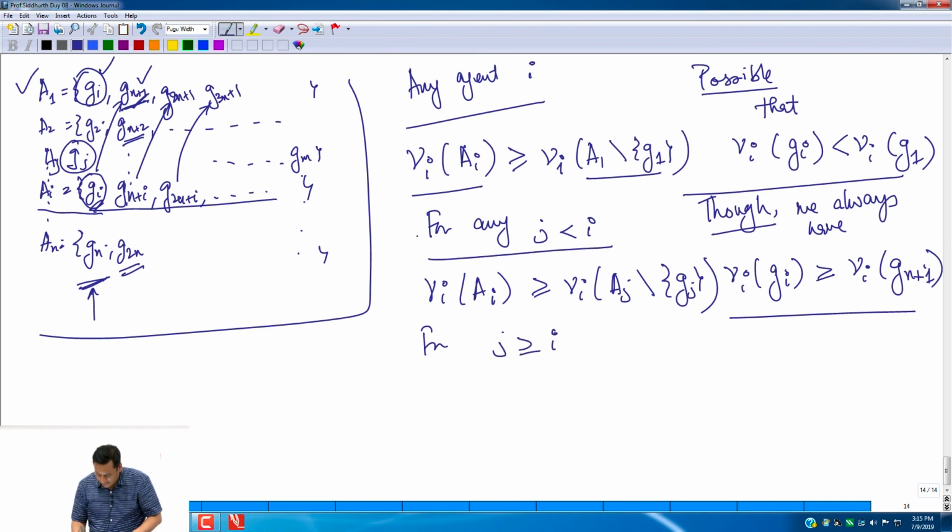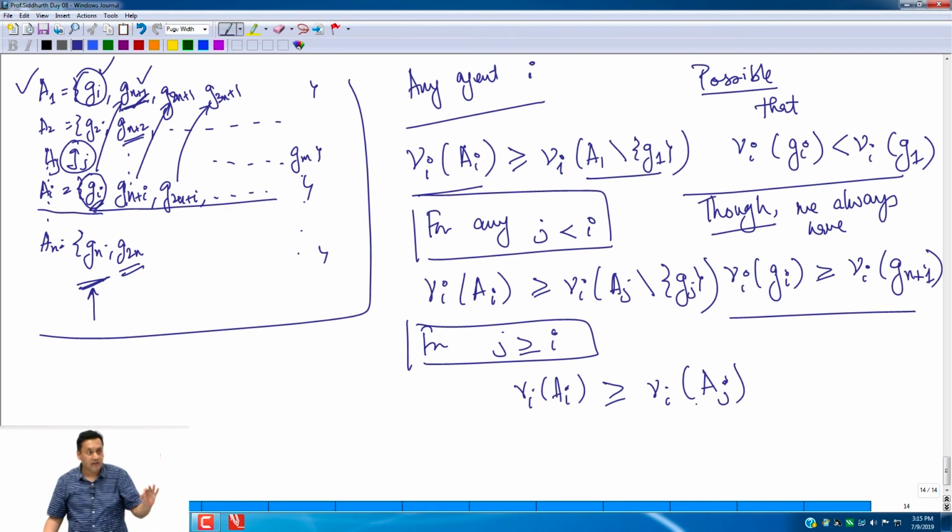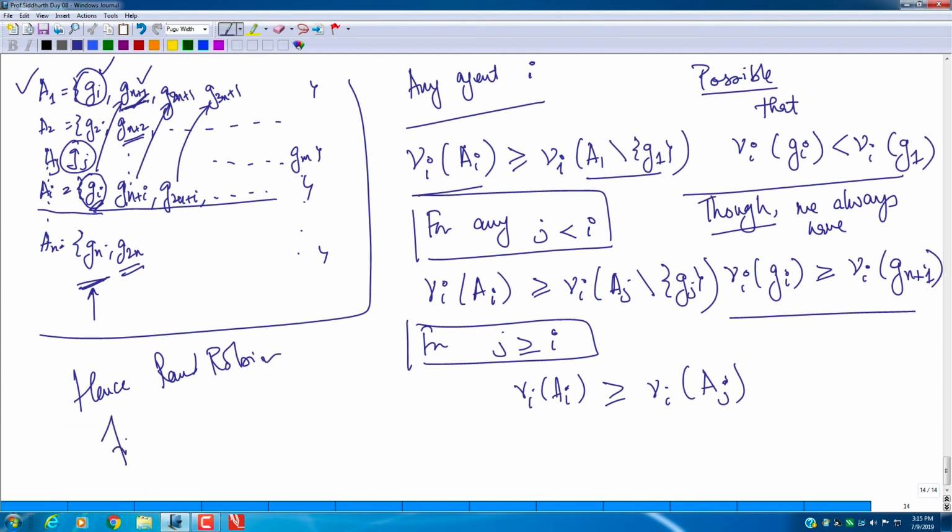in the complementary case of goods after I, again we have already discussed, it is in fact NV free. Forget EF1, it's legit NV free. So that's it.